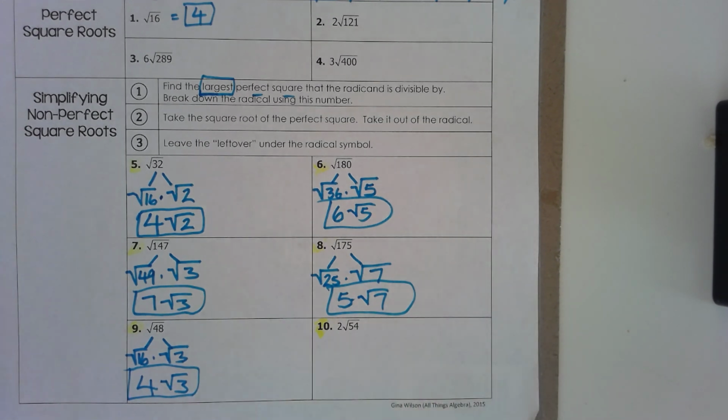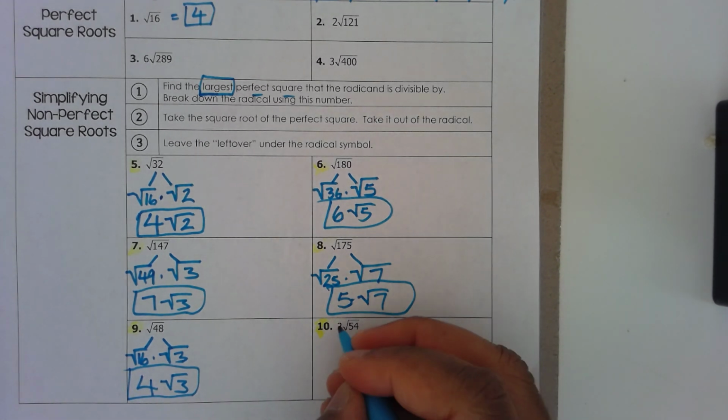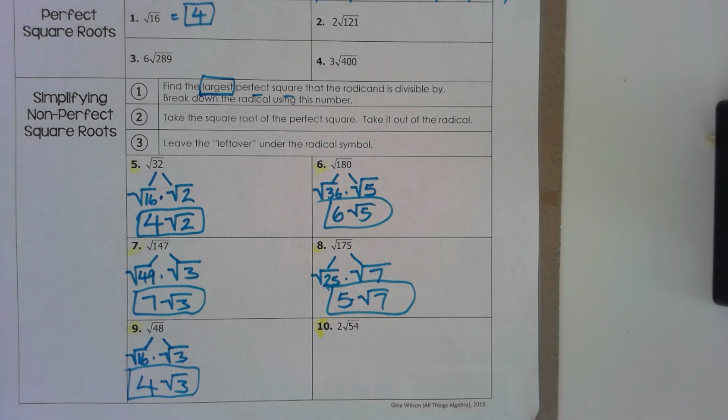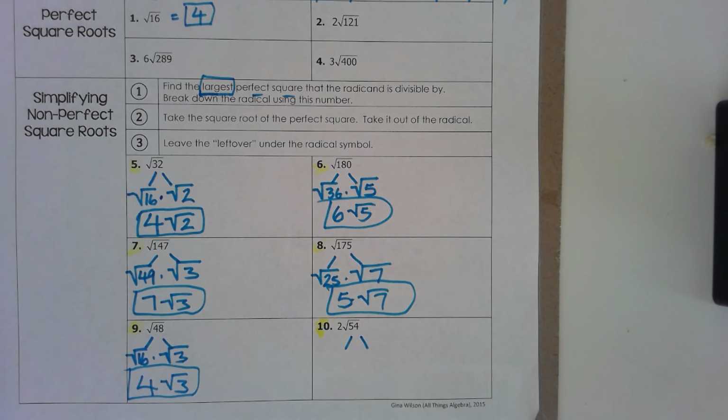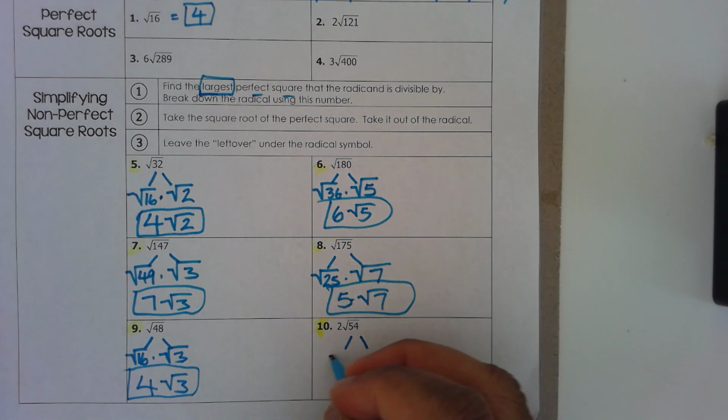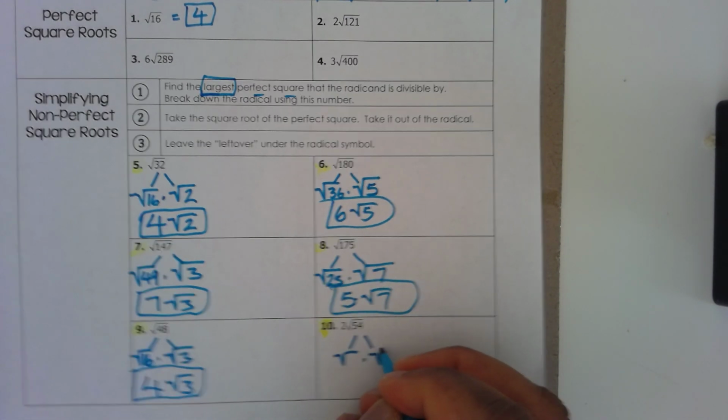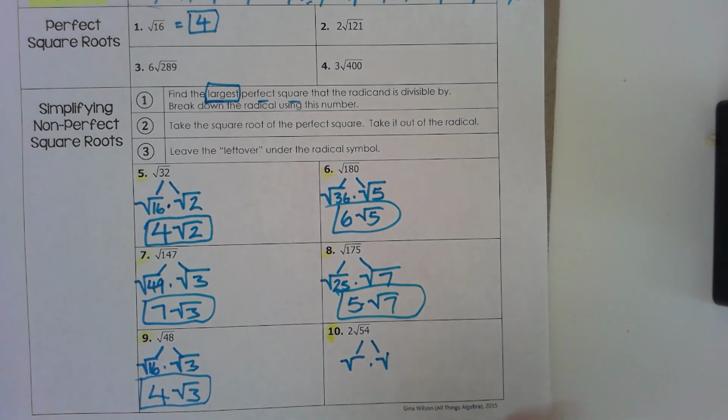You'll notice that one looks a little bit different because there is a number on the outside of the radical sign. But we're still going to do it the same way, only our last step is going to look a little bit different. So let's take a look. We're going to draw little arrows. We're going to have our radical sign here. And I'm going to try to find my biggest perfect square. And my biggest perfect square, interestingly enough, is just the number 9.